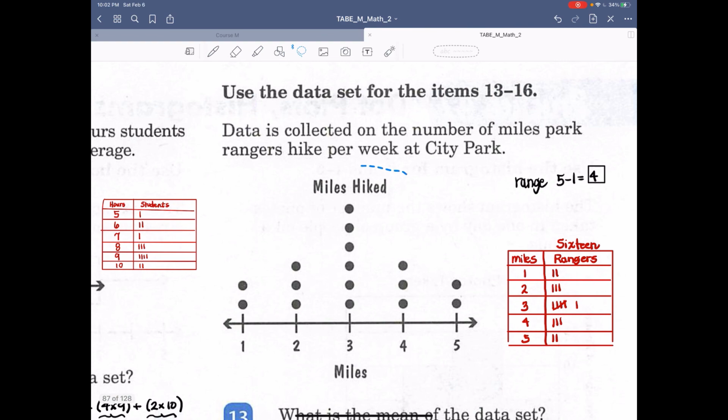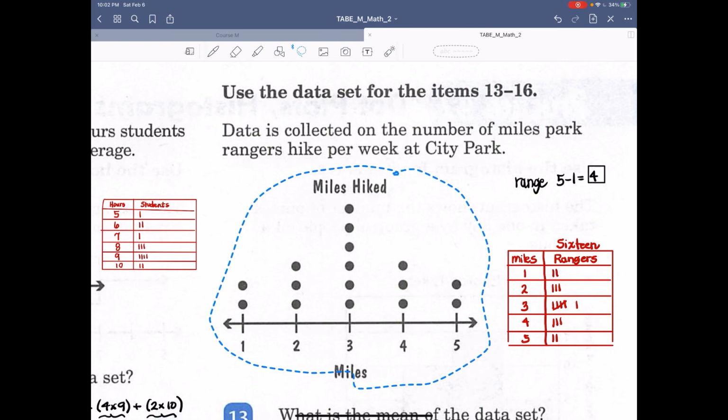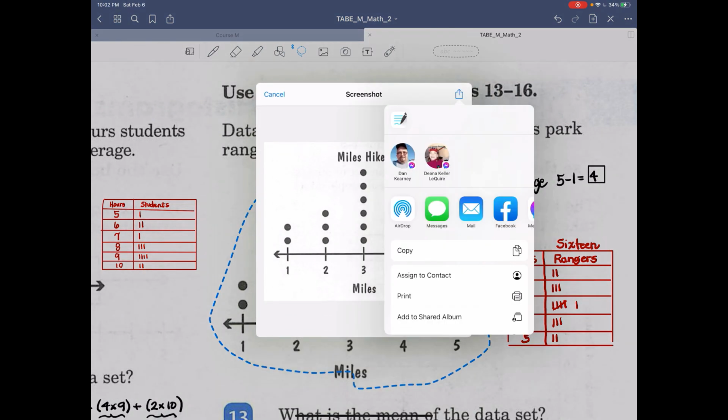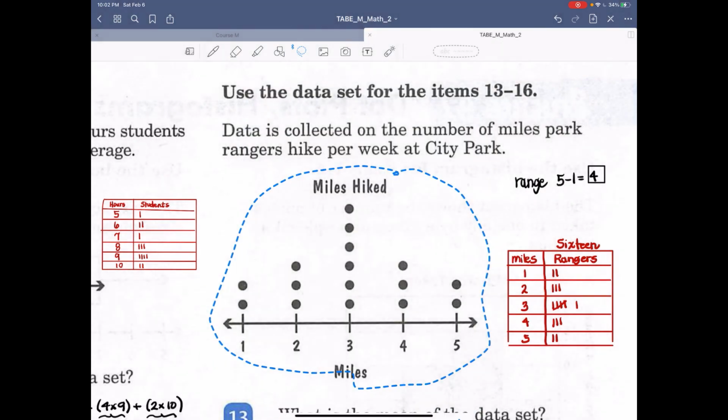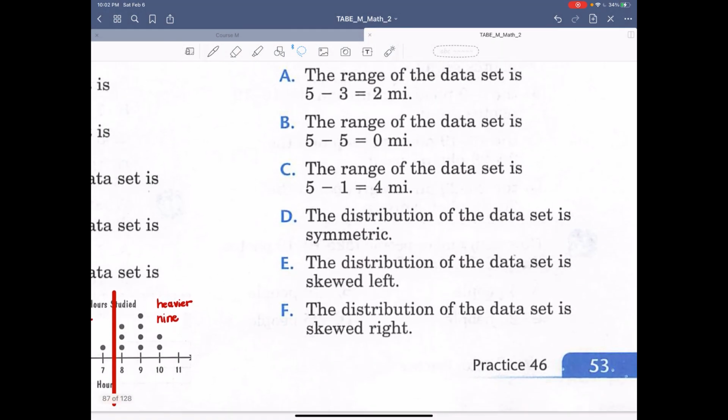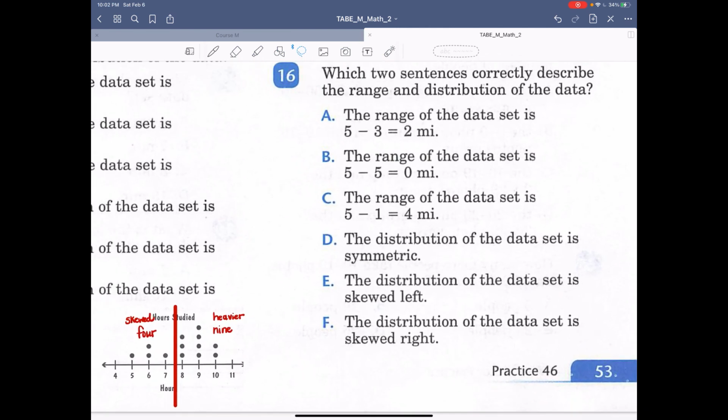And let me take a picture of this graph. And I'll bring it down there for us. So let's put it right.